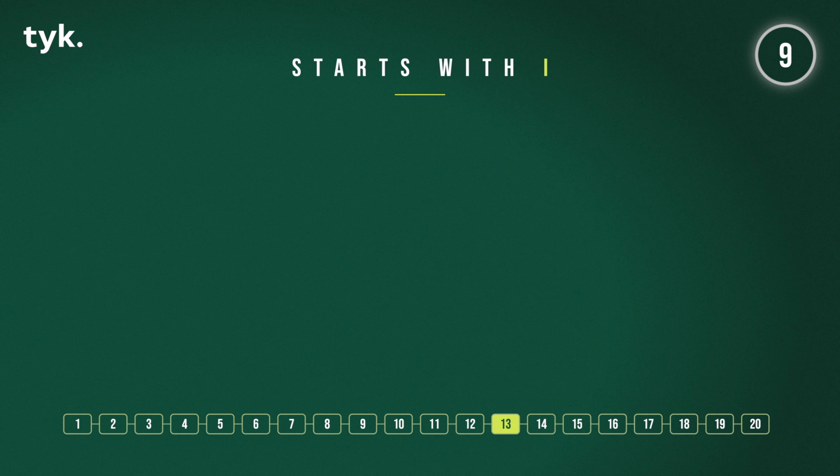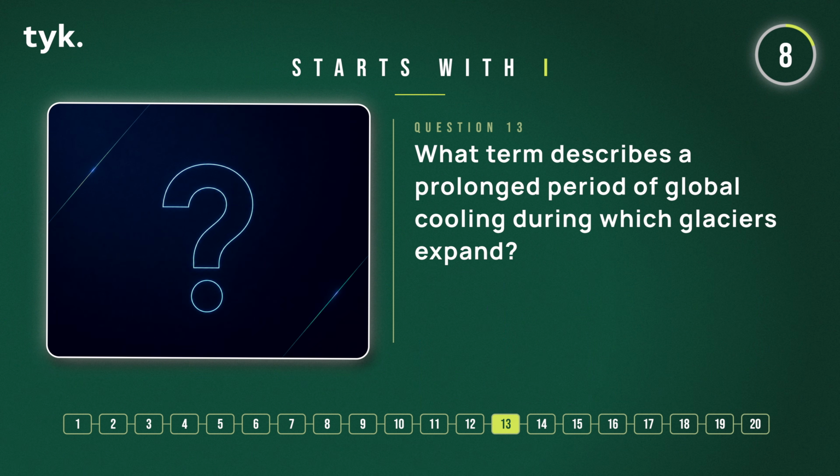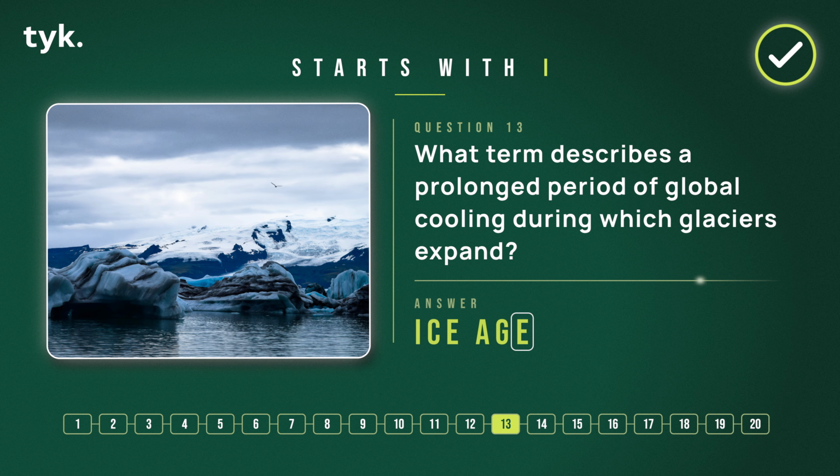Starting with I. What term describes a prolonged period of global cooling during which glaciers expand? The answer is Ice Age. In fact, the Earth is currently in an ice age, but in a relatively warm interglacial period.